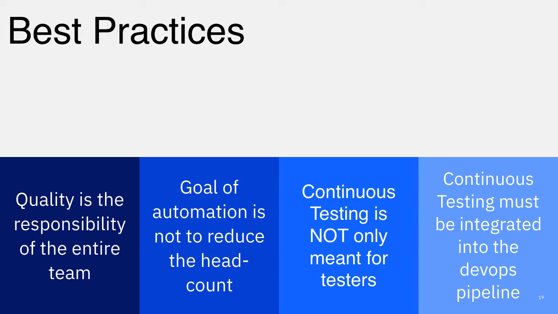Then another best practice that we've observed is that continuous testing must be integrated into the DevOps pipeline. Unless the testing is integrated into your DevOps pipeline, none of your continuous deployment, continuous builds, or continuous releases are going to work. You must have your continuous testing in the DevOps pipeline.